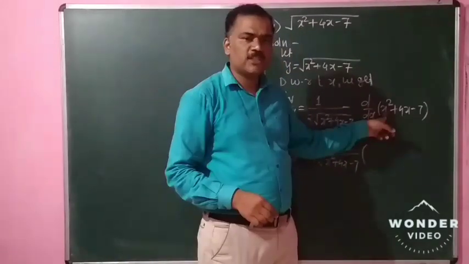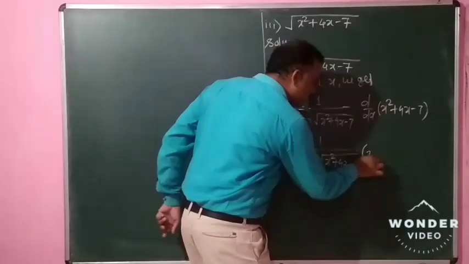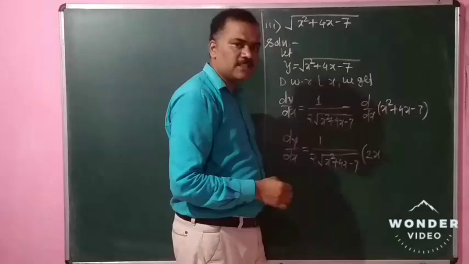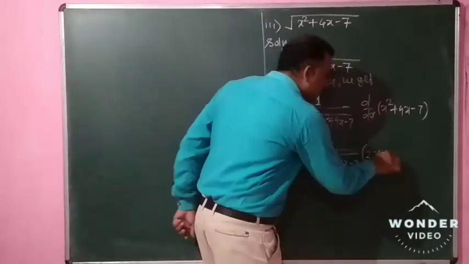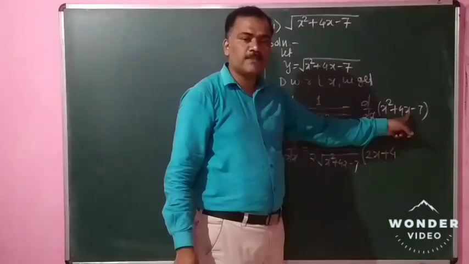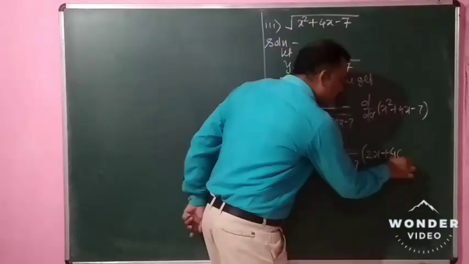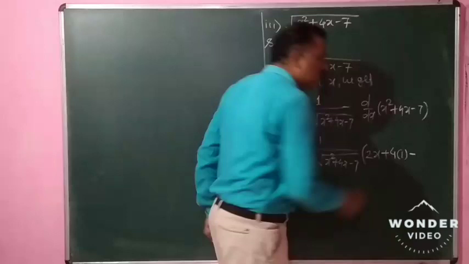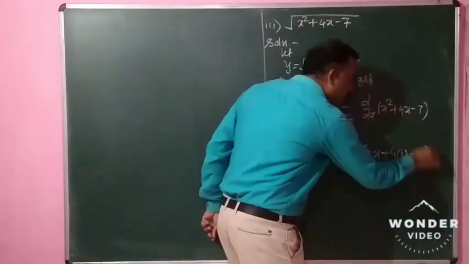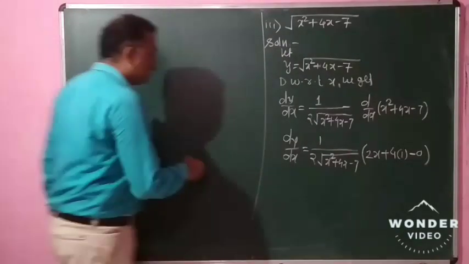Okay, into the derivative of x square. What is the derivative of x square? Again, by using the power function formula, take the power 2 as it is, and subtract 1 from this power, that is 2 minus 1, that is 1. Plus 4 is a constant, we have to take it outside. What is the derivative of x with respect to x? It is 1. That is 4 into 1. Minus 7 is a constant, so its derivative is 0. Okay, we have to rewrite it as it is.